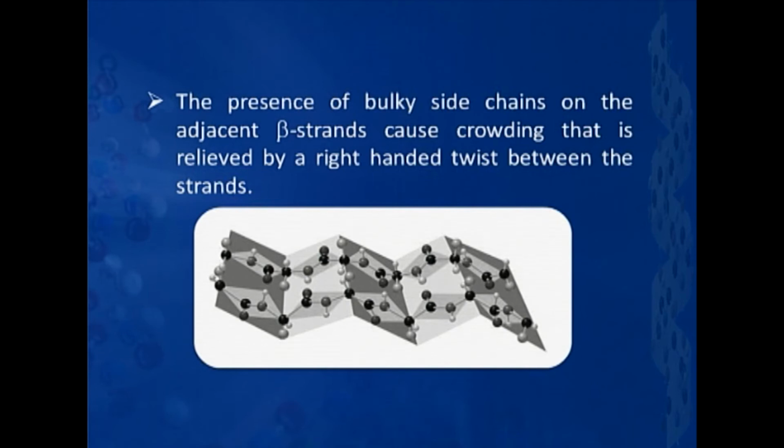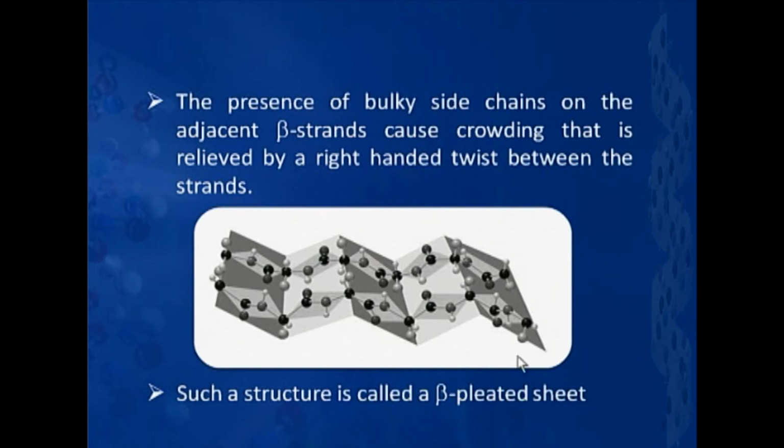So, what happens is this sheet acquires some kind of a pleated structure, some kind of a twist there. So, such a structure is referred to as a beta pleated sheet, because this pleating is coming because of the bulk of the R groups over there.